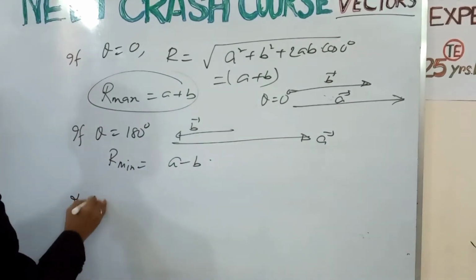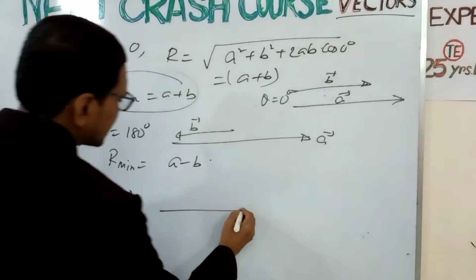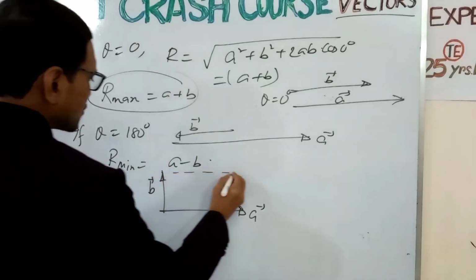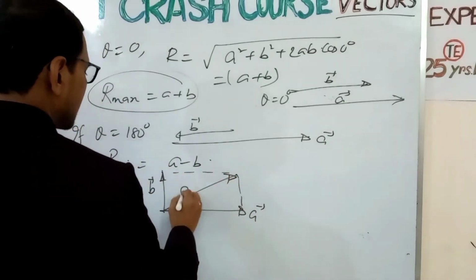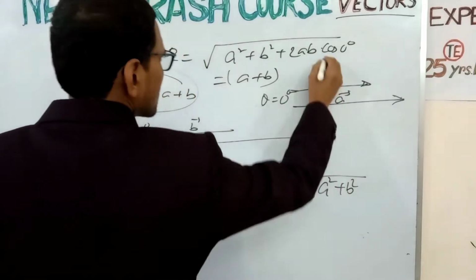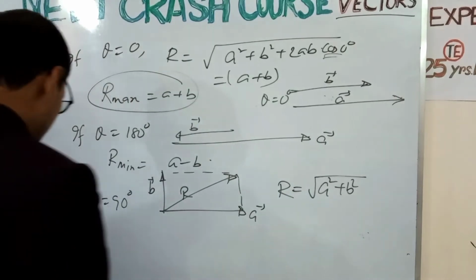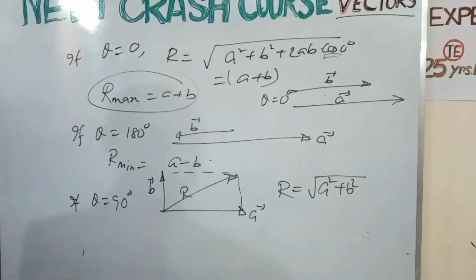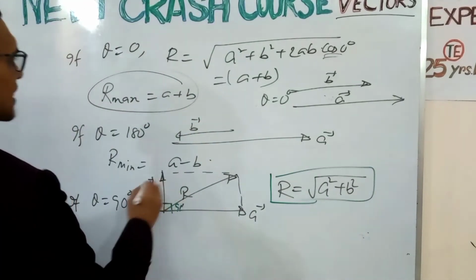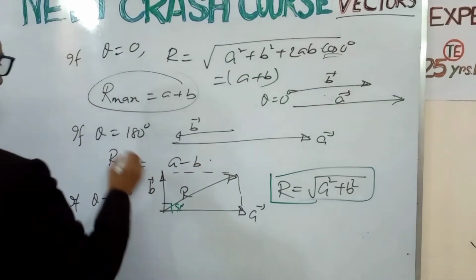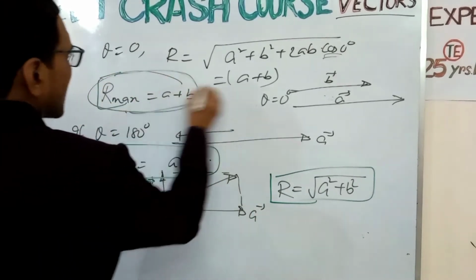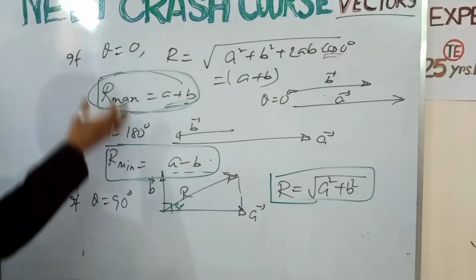And if theta equals 90 degrees, then this is a, this is b, and the resultant will be r equal to root over a square plus b square, because cos 90 equals 0, so we get r equal to this. So these are the results you have to remember. If theta equals 90 degrees, r is root over a square plus b square; r minimum equals a minus b, and r maximum, when theta equals 0, equals a plus b. These are the special cases.